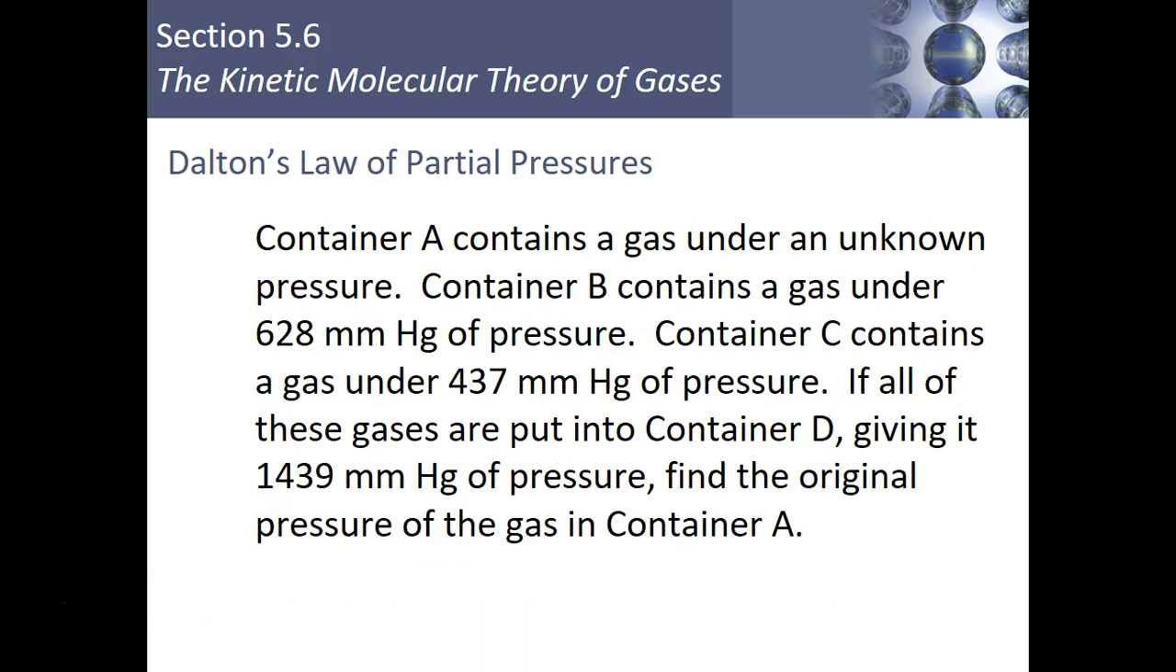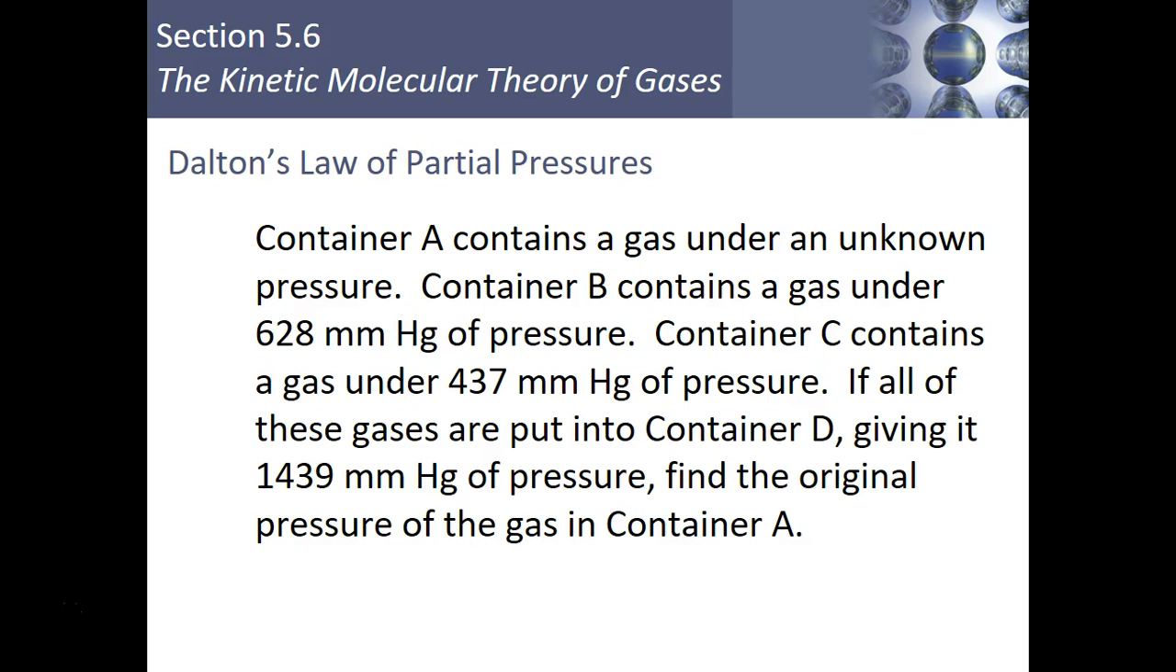One more example. Container A contains a gas under an unknown pressure. Container B contains a gas under 628 millimeters of mercury of pressure. Container C contains a gas under 437 millimeters of mercury of pressure. If all these gases are put in a container D, giving it 1439 millimeters of mercury of pressure, find the original pressure of the gas in container A.